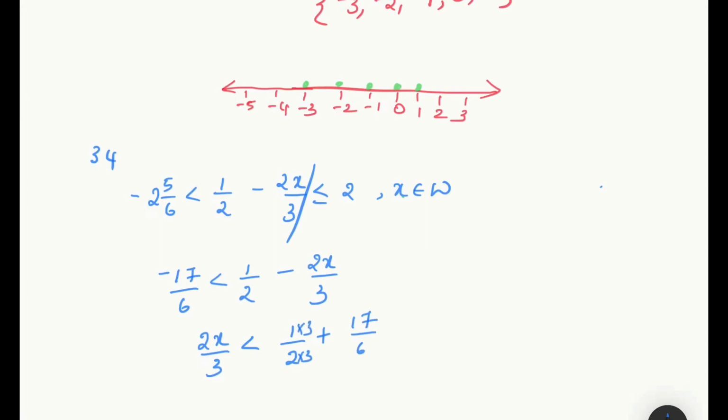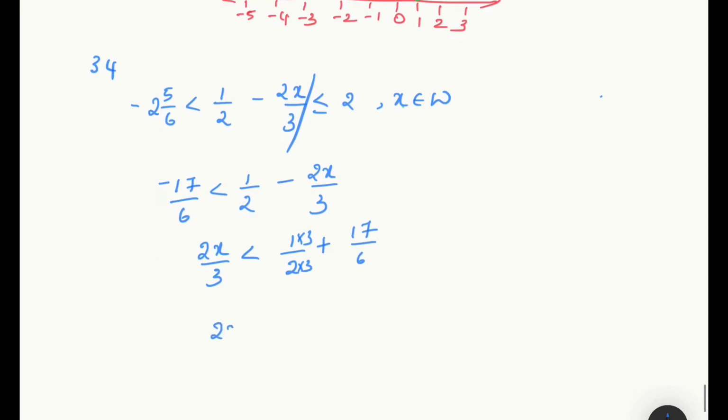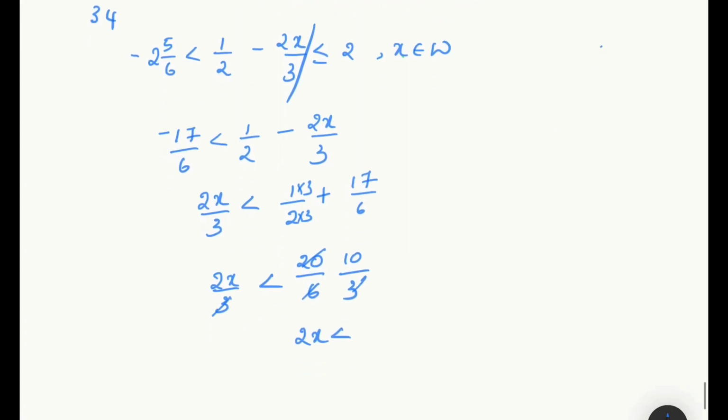Multiply by 3 into 3. So finally what you get? 2x by 3 less than 3 plus 17, that is 20 by 6. So you'll get it as 10 by 3. 2x by 3 less than 10 by 3, so 3 and 3 can be cancelled here, right? 2x less than 10, x less than 10 by 2, that is 5. So you got that part.